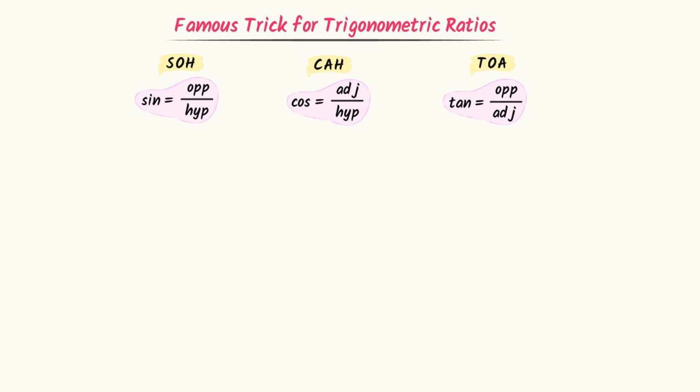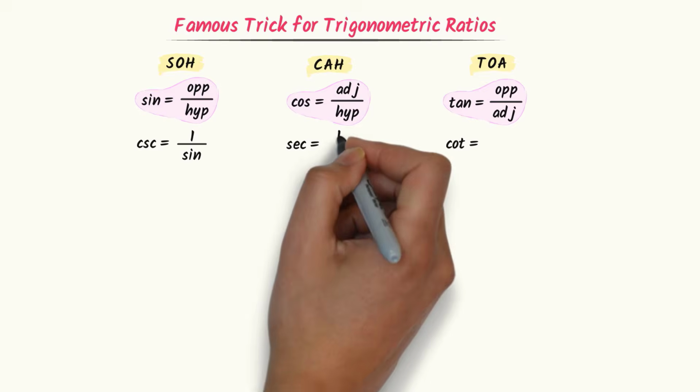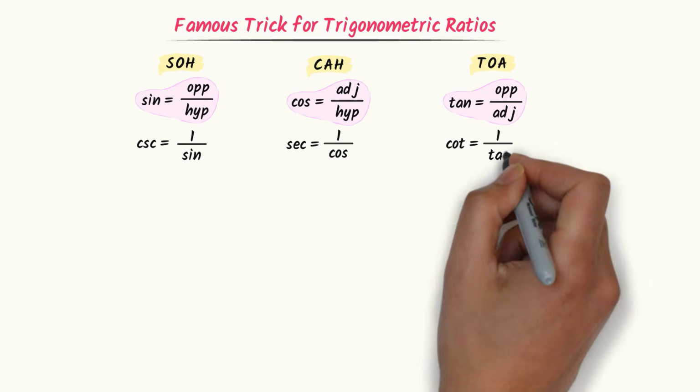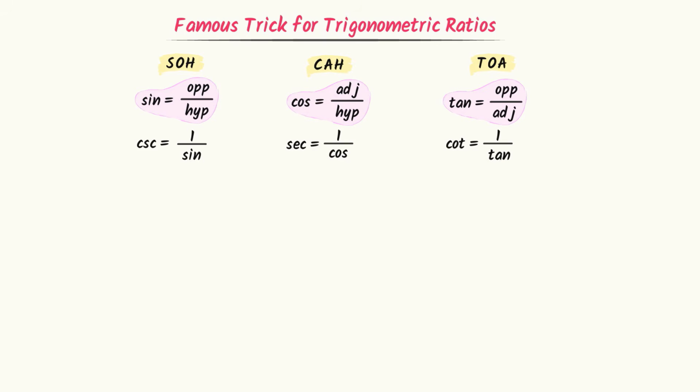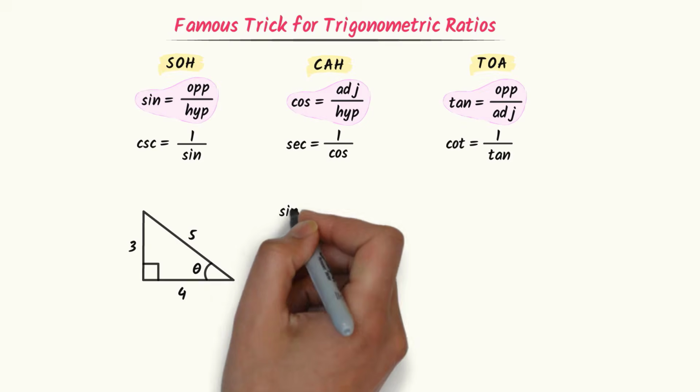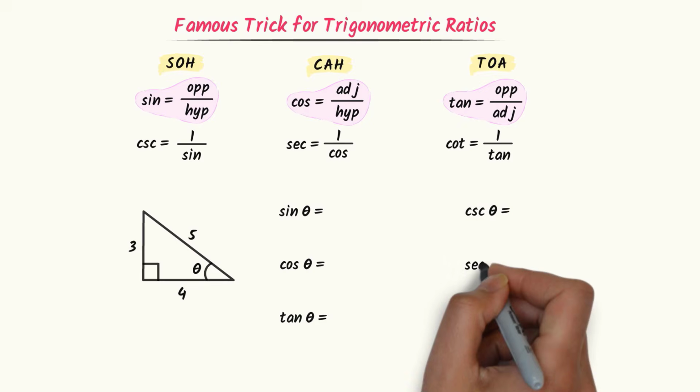To learn the remaining 3 ratios, I write cosecant, secant and cot. Remember that the reciprocal of sine is cosecant, the reciprocal of cos is secant and the reciprocal of tan is cot. For example, consider this right angle triangle and find its 6 trigonometric ratios.